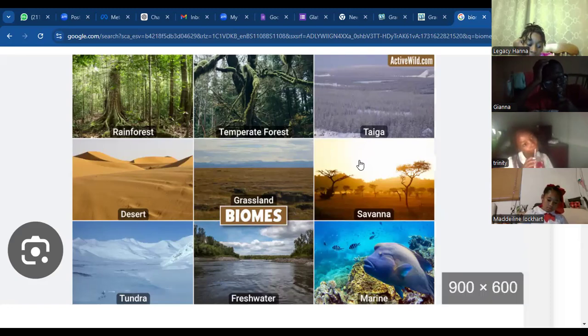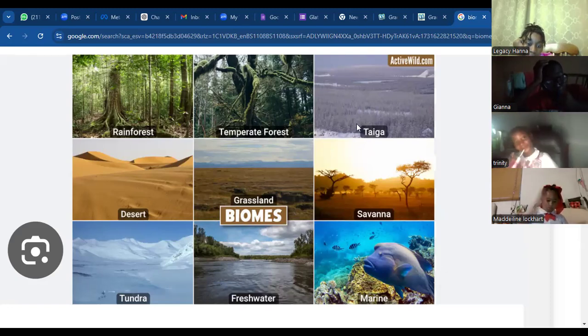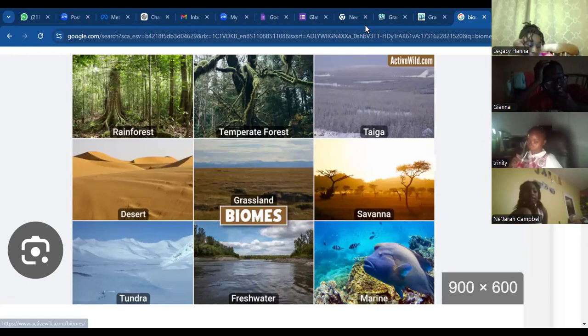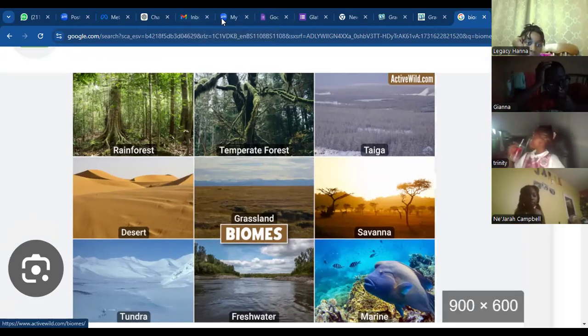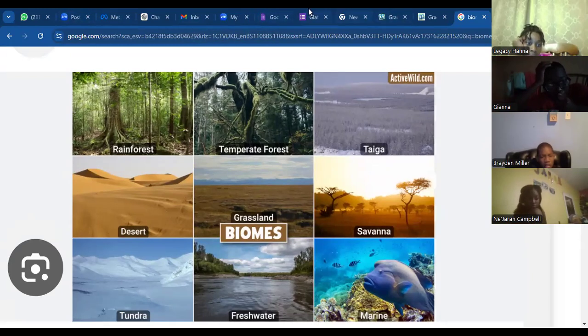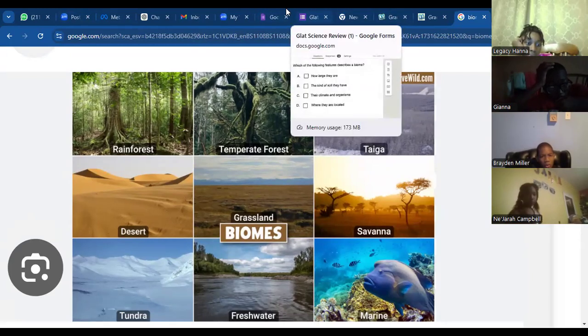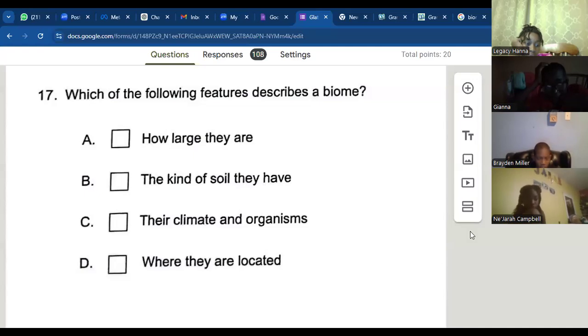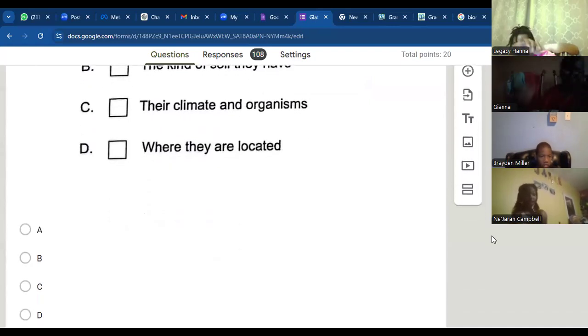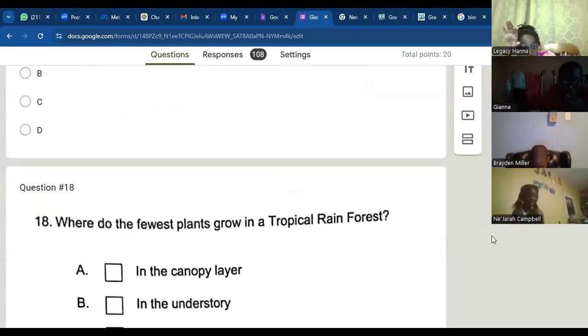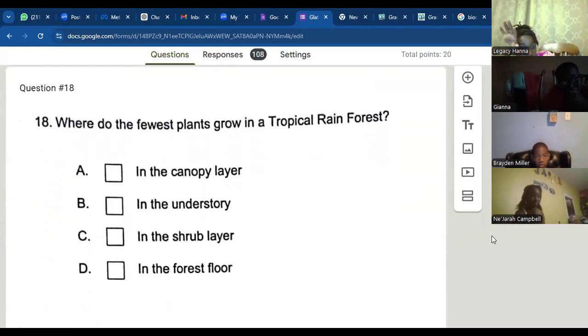Excuse me. Yes, go ahead. A biome is like a habitat. Yes, a biome is a habitat, basically. Yes, go ahead. Do crocodiles live in freshwater or marine? I would say freshwater, because they ain't gonna live in the ocean. They're freshwater. All right.